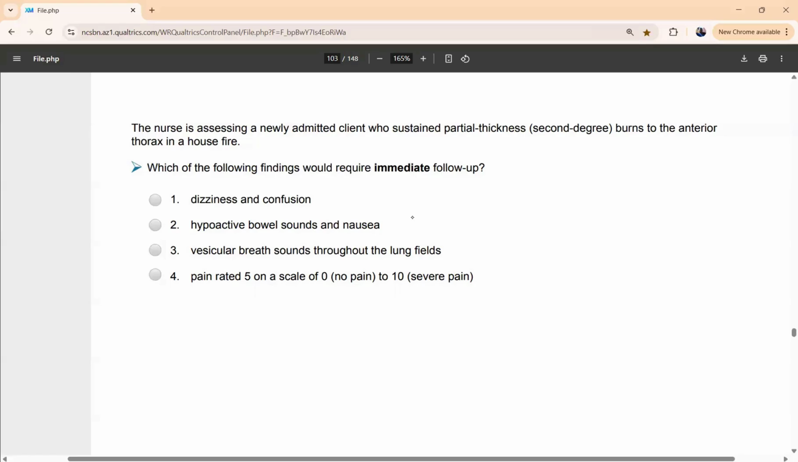So that's neuro, but this one talks about respiration, 3. So when I'm looking at respiratory and neuro, I will help the person with the respiration and then go back to neuro. So 3.